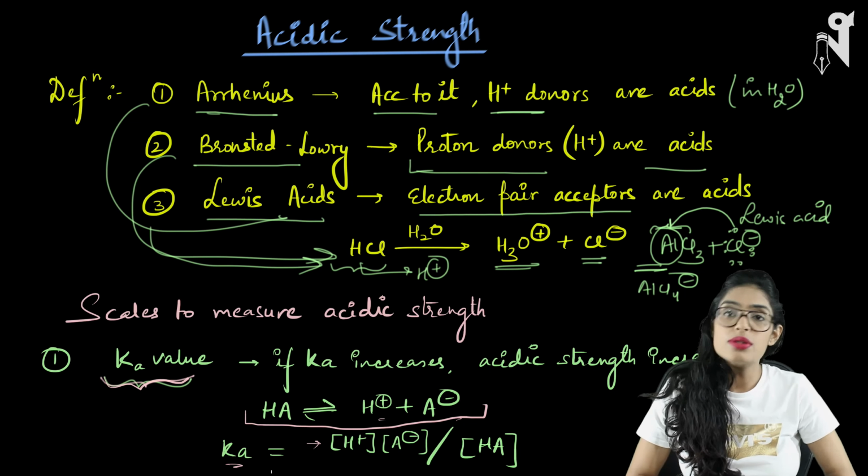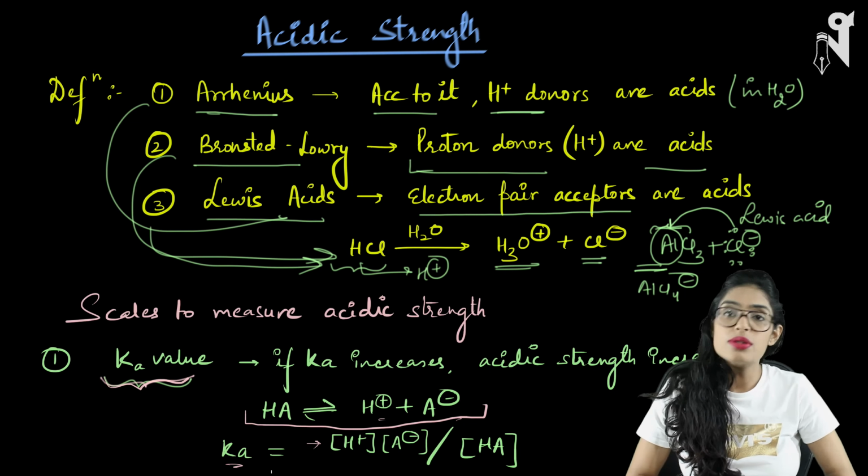Now the another thing which we use for determining the acidic strength is pKa value, which is nothing else but minus log of Ka. So basically here you can also say that pKa is inversely proportional to the value of Ka. So that means if Ka value increases, the value of pKa decreases, and hence the acidic strength increases. Or you can say if pKa decreases, then the acidic strength increases.